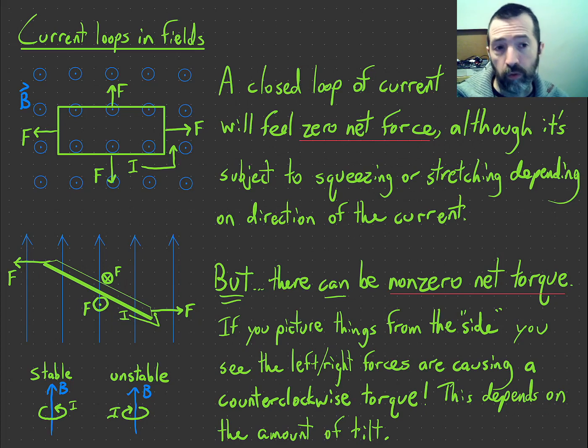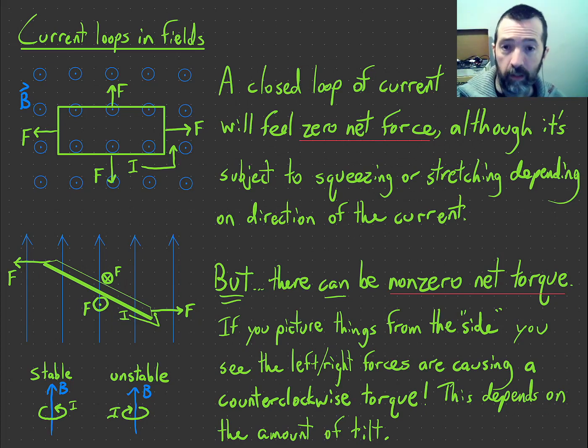However, even though the total force is 0, there can be a net torque, which can cause the loop to rotate or to have an angular acceleration. And so in my lower diagram, it's supposed to be the exact same situation, but instead of looking face on at the loop, you're looking edge on.